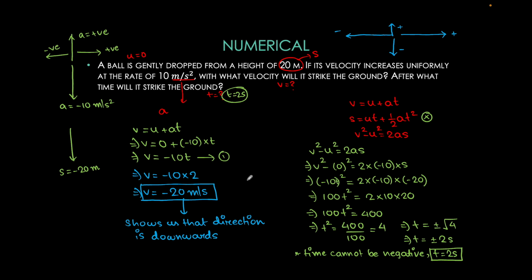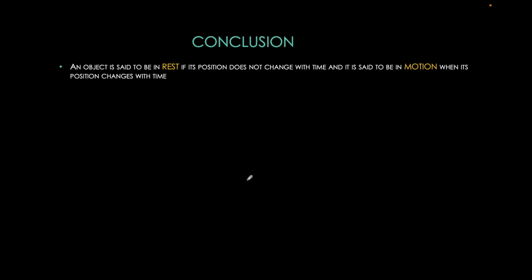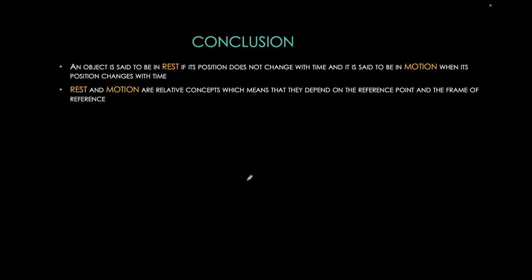So now we have come to an end of this chapter. So I hope you have understood the entire chapter, and I will try to conclude this chapter with some important key points. So the first key point is that an object is said to be at rest if its position does not change with time and with respect to the observer, and it is said to be in motion when its position changes with time and with respect to the observer, right? Rest and motion both are relative concepts, as we have seen from that example of train, which means that they depend on the reference point and the frame of reference.